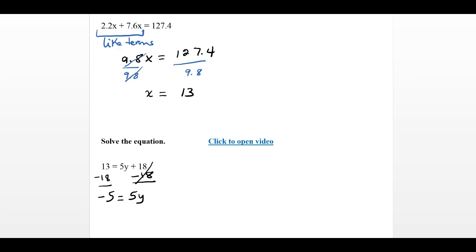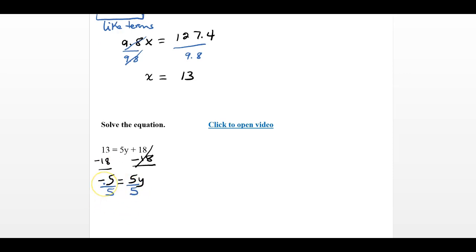So now that we're at the last step, we simply divide by the coefficient, which is a positive 5. And if I divide one side by positive 5, I need to divide both sides by positive 5. 5 divided by 5 divides out positively, and y equals a negative 1. So again, be very careful with your initial step. Your goal is to focus on where my variable term is and how I manage to get that variable term to be the only term on that side of the equation.